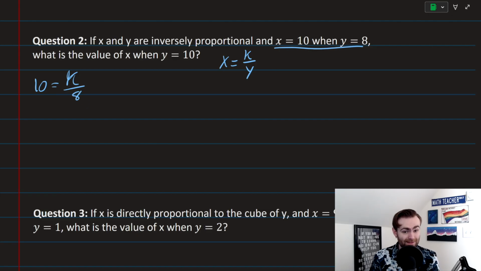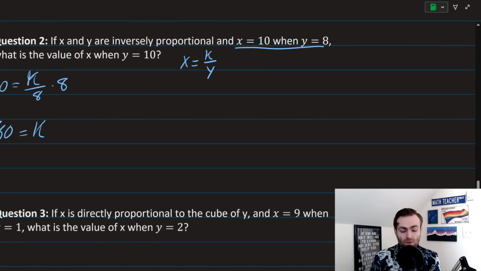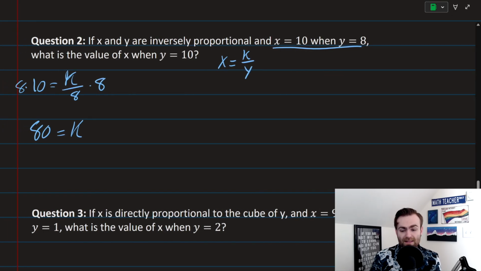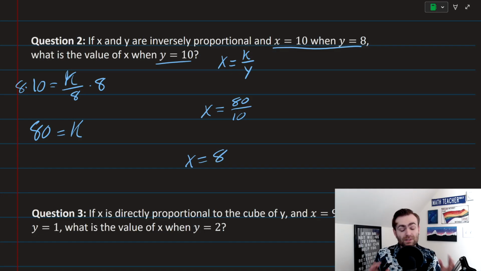We can get the k alone. We can isolate it by multiplying by 8 instead of dividing this time. So we have 80 is equal to k. So with this and the situation we want specifically is when y is 10, we can set up x is equal to 80 divided by 10. 80 divided by 10, x would have to be 8 in this case. So really not too bad, but it's formulas, and formulas can always be iffy.